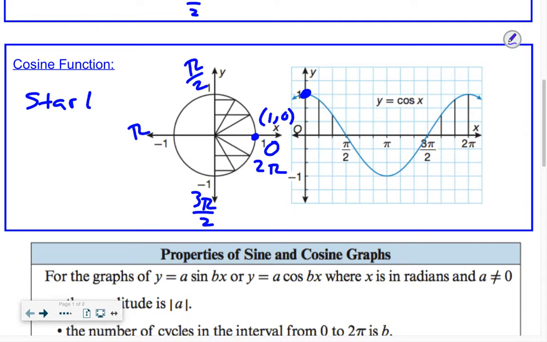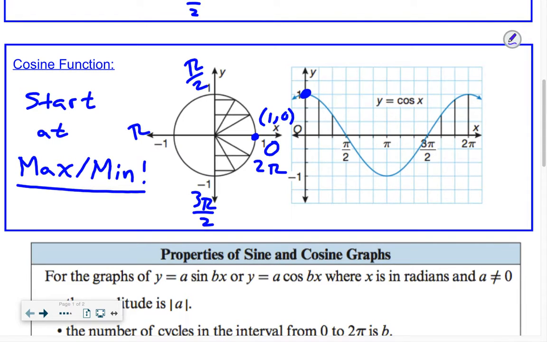So for the cosine function, here's what I would put: start at, that's considered to be the max or the min. And I will explain that a little bit more specifically here in a little bit. But for right now, max or min.